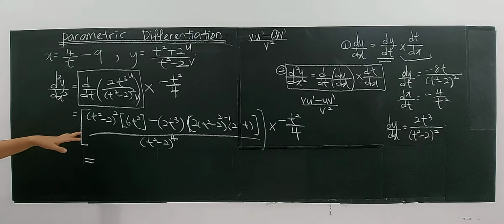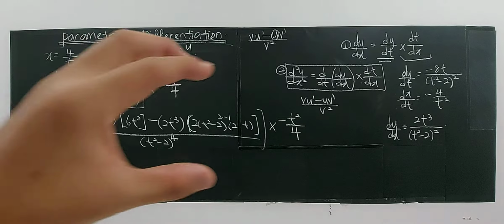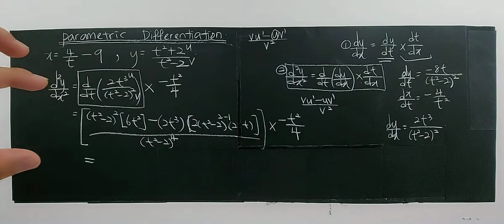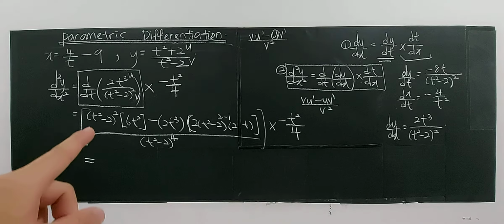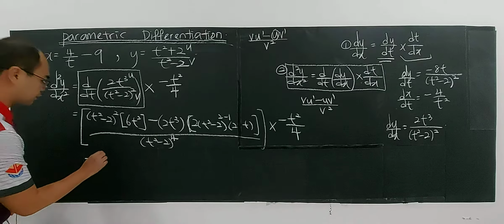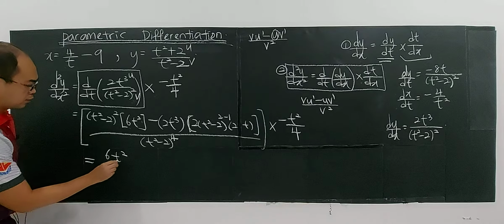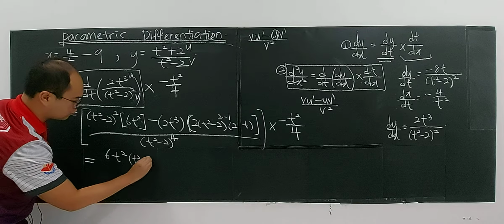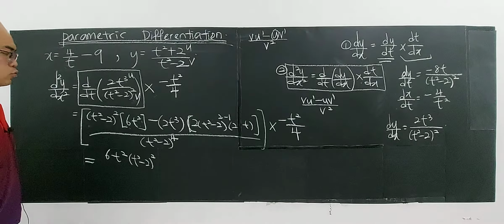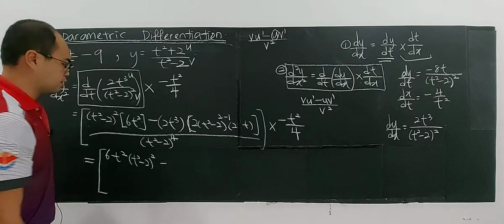This question requires you to evaluate d2y dx2. So to lessen the time for arranging this, I just write it nicely so that later I know this is 6t square multiplied with t square minus 2 to the power of 2, minus everything inside the bracket.